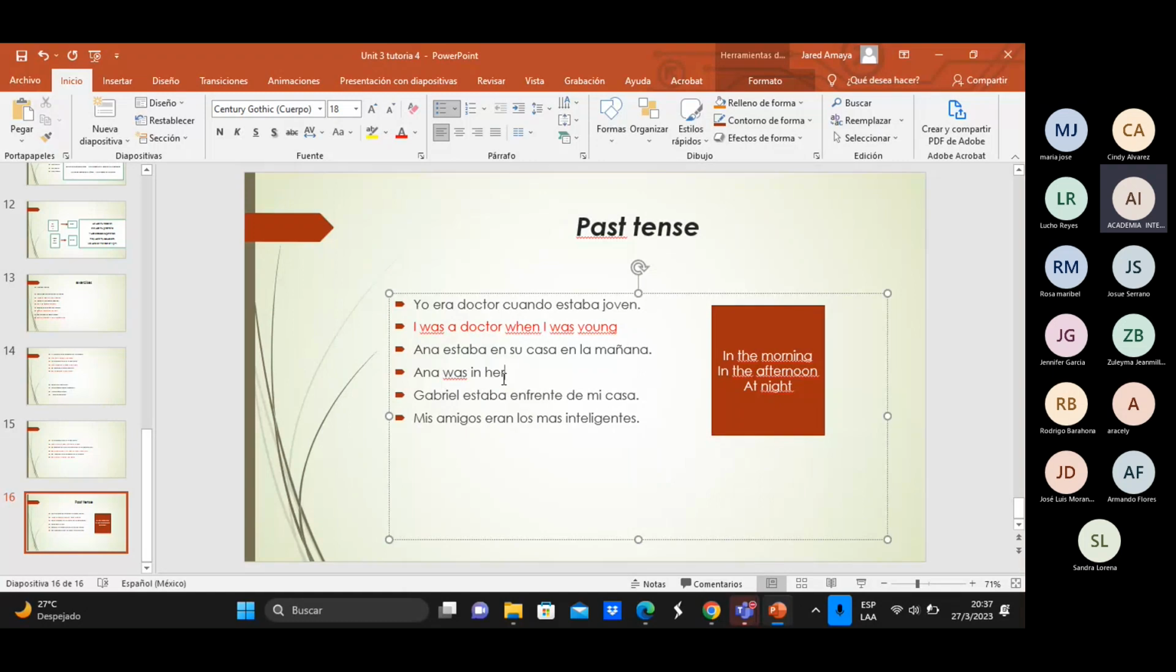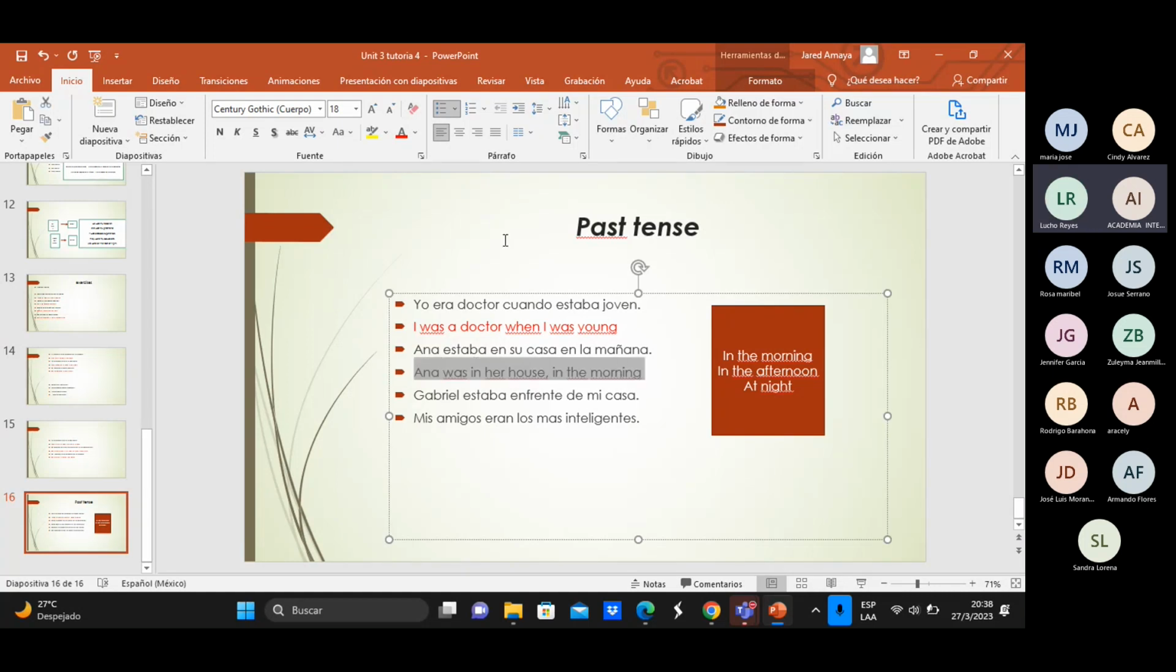Ahí sí sería his. Pero si digo her, sería su de ella. Esas son cositas que se van viendo poco a poco más adelante, pero tampoco los quiero confundir con eso. Pero aquí sería her. Anna was in her house. And then? In the morning.